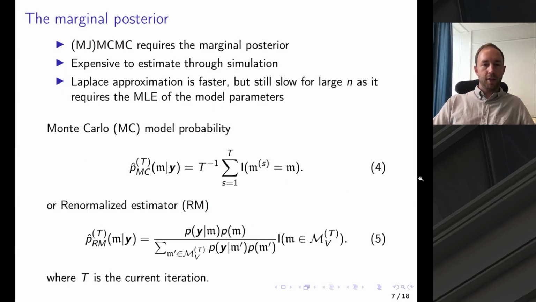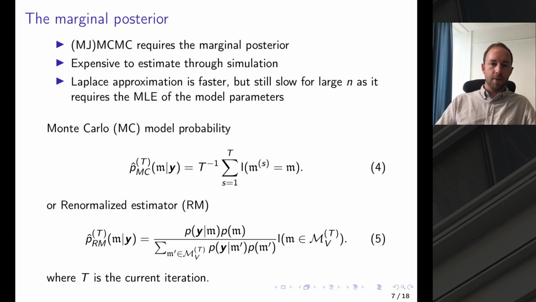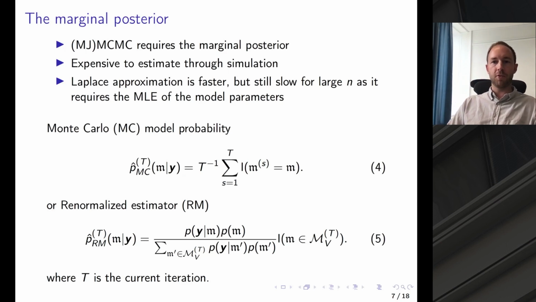So if we consider for each model that the MCMC sampler visits, we require the marginal posterior of the model. One way to obtain that is, of course, through simulation, but that usually becomes quite expensive. And remember that we're looking at a very large number of possible different models. So a much quicker alternative is to use a Laplace approximation. It's much faster usually, but it's still slow for large samples if we have a lot of data, as it requires the maximum likelihood estimate of the model parameters.